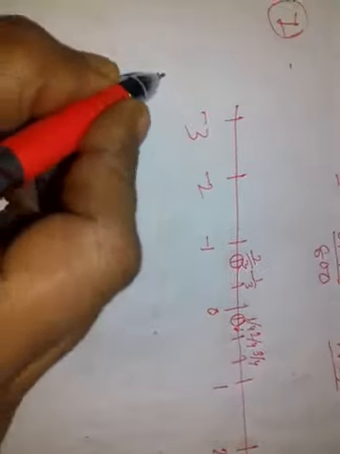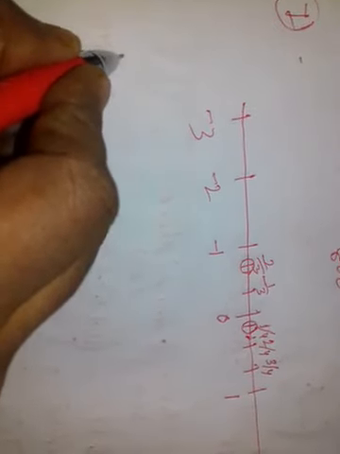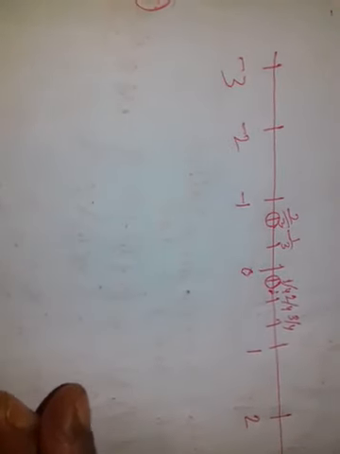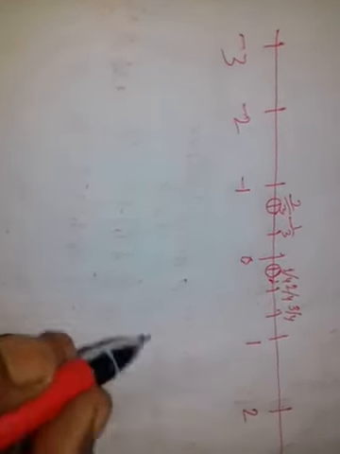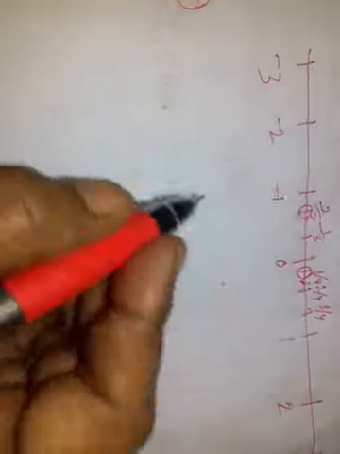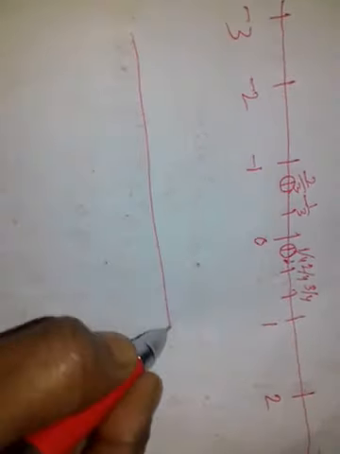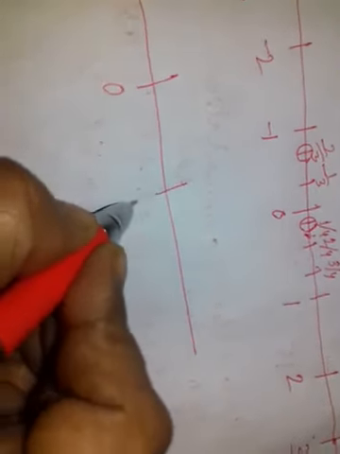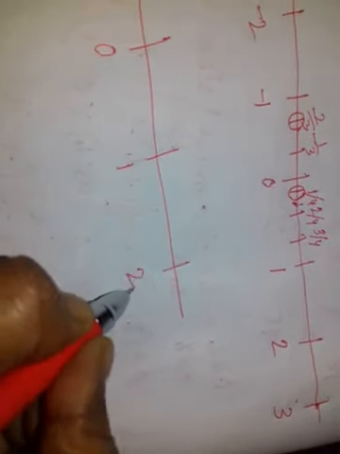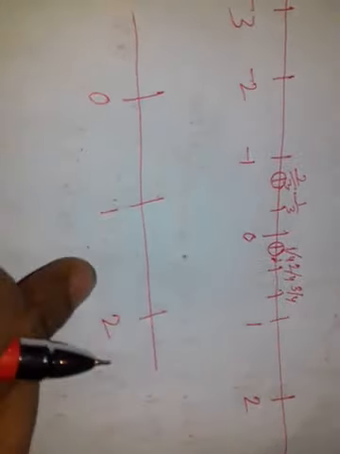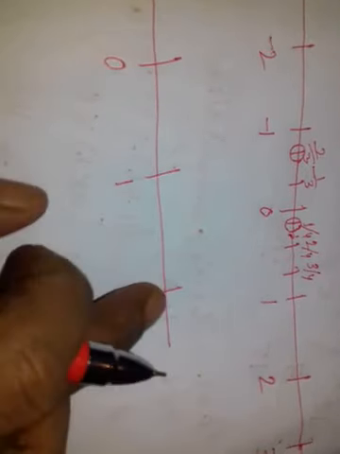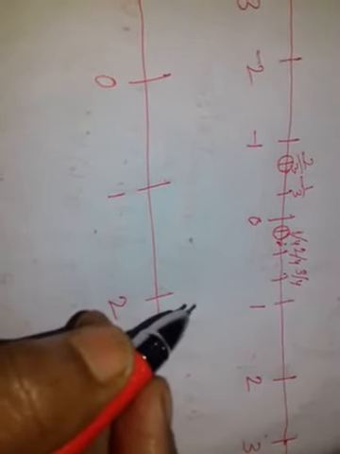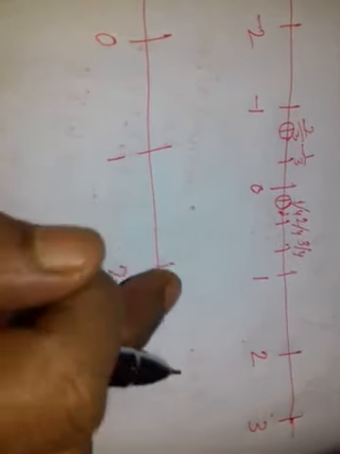Now I am showing 8. Let's write 4 rational numbers which are bigger than 1 but smaller than 2. I am showing this on the number line. This is 0, this is 1, this is 2. Now bigger than 1 but smaller than 2. Bigger than 1 means 1 plus something. And we have to write 4 rational numbers that are bigger than 1 and smaller than 2.